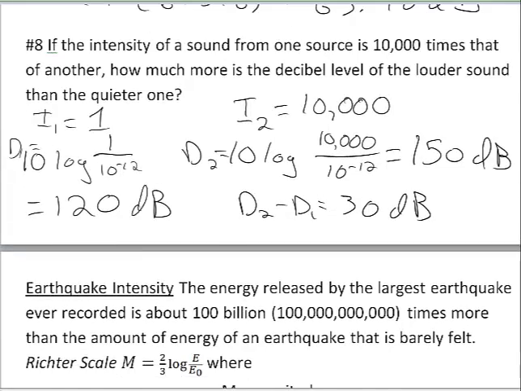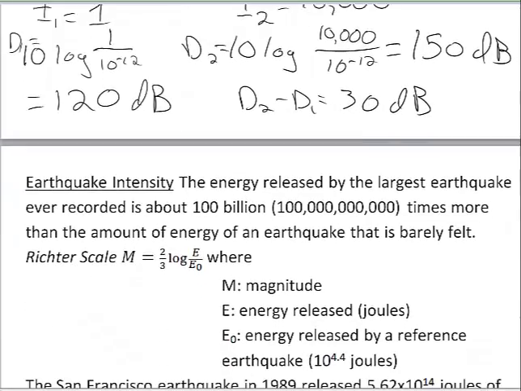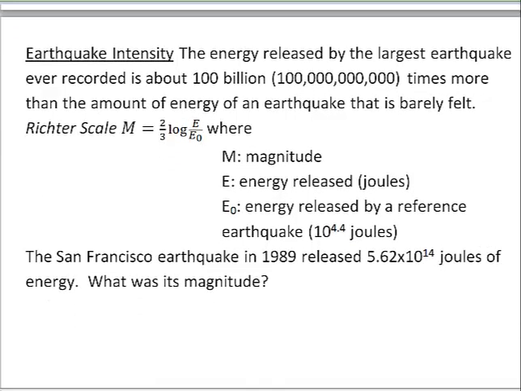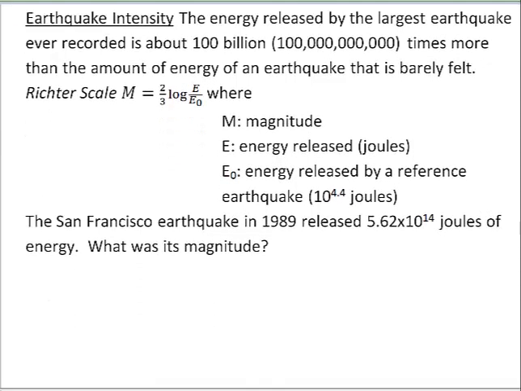The other main type of equation that you're going to see is the earthquake intensity, the Richter scale equation. Now, if you go online looking for this, you'll actually see a couple of different ways to calculate this, but this is one of them, and this is the one we're going to be using for the sake of this section. So the earthquake intensity looks like this.